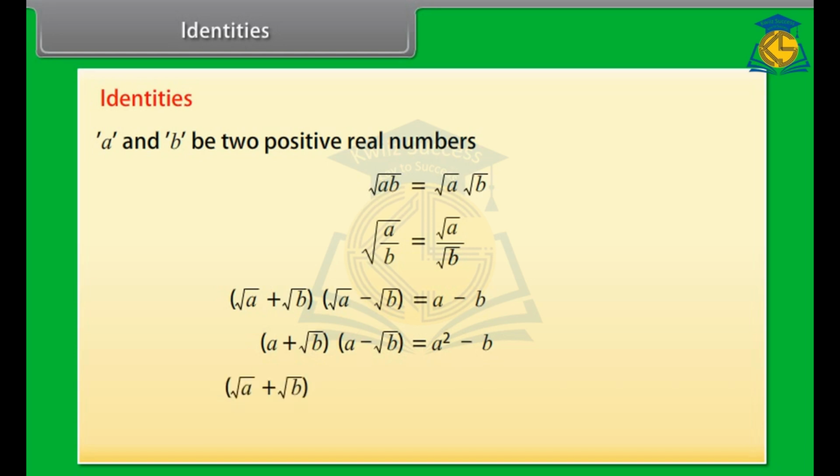Square root of a plus square root of b into square root of c plus square root of d is equal to square root of ac plus square root of ad plus square root of bc plus square root of bd.